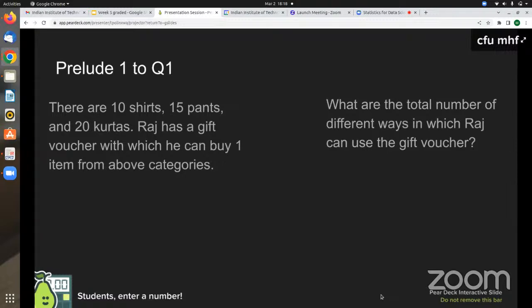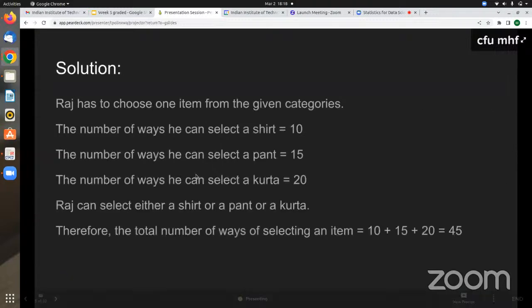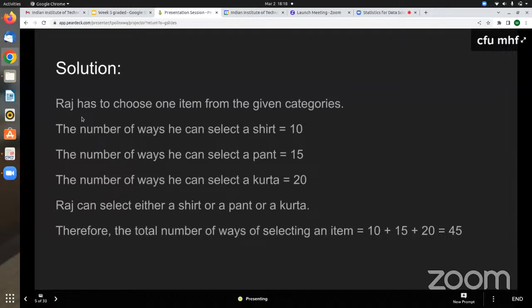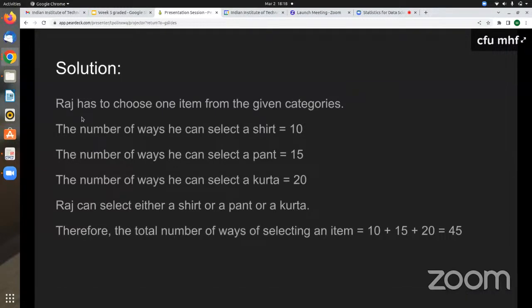So this is the addition rule of counting. Raj has to choose one item from the given categories. The number of ways he can select a shirt is 10, a pant is 15, and a kurta is 20. So Raj can select either a shirt or a pant or a kurta. Therefore, the total number of ways of selecting an item will be 10 plus 15 plus 20, which is equal to 45.